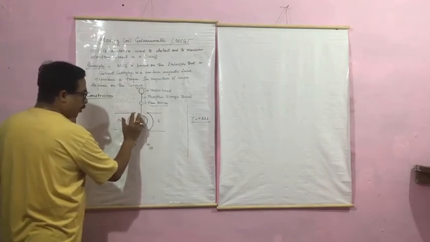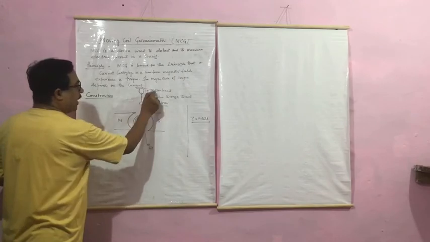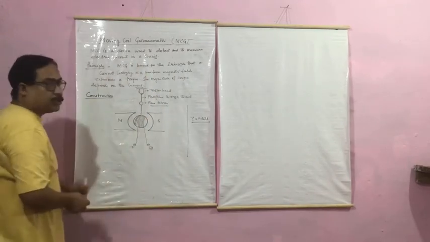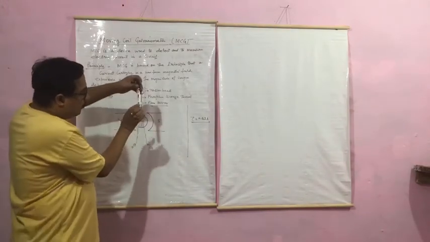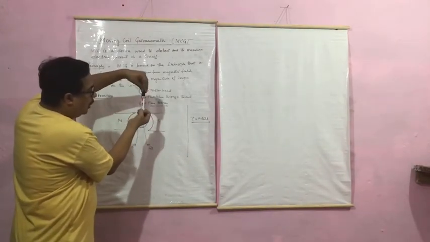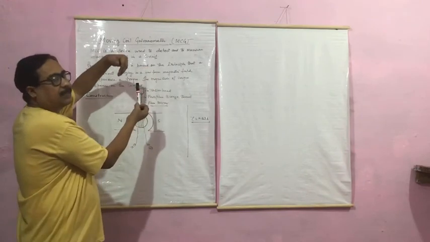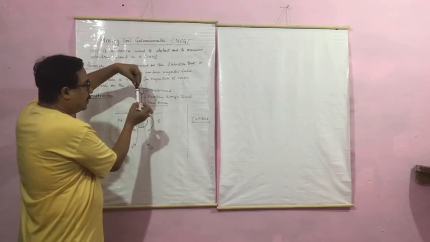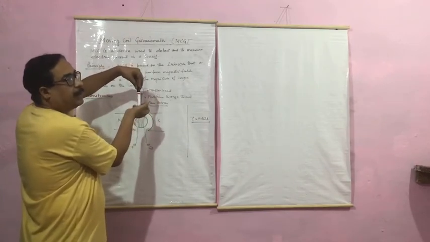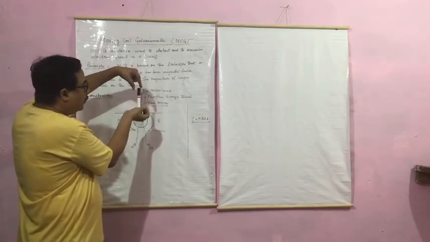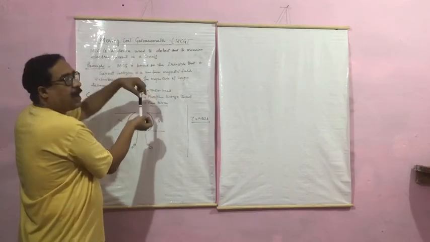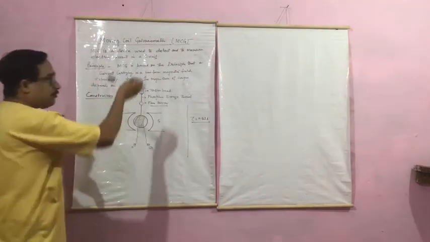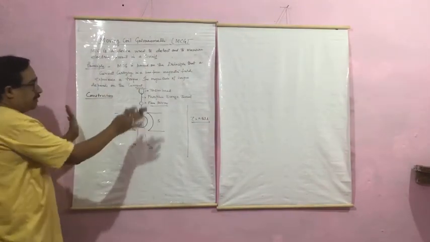And this deflection of the coil is opposed by this torsion head, which is used here at the top. So the current deflects the coil, and the torsion head opposes that deflection. Then at the equilibrium condition, the torque produced by the current and the torque by the torsion head are equal and opposite, so they balance each other. Okay, so we'll write it further. So this is the construction part.